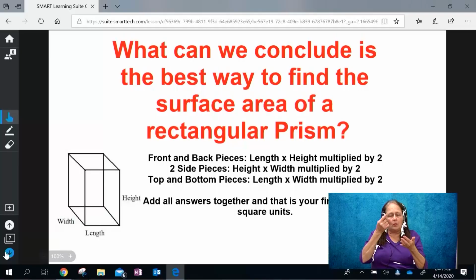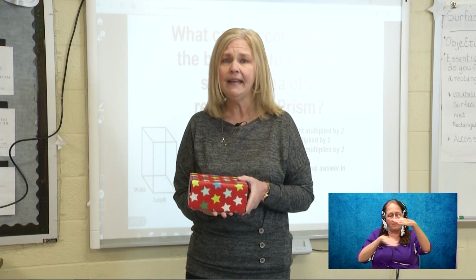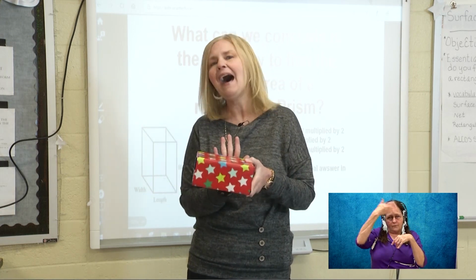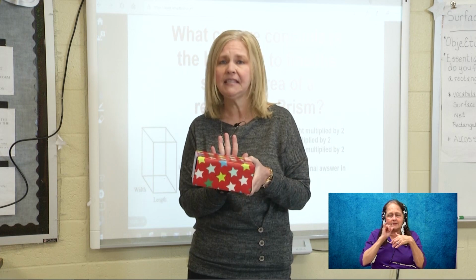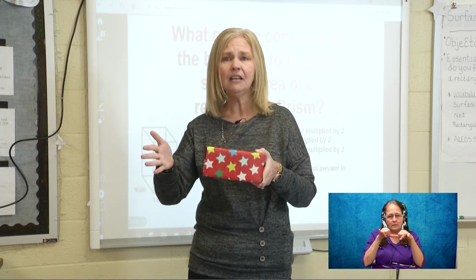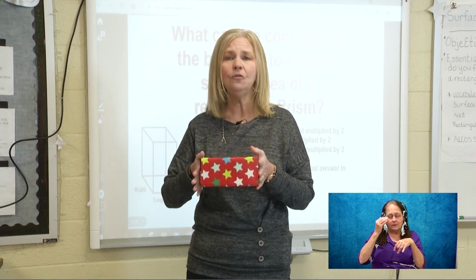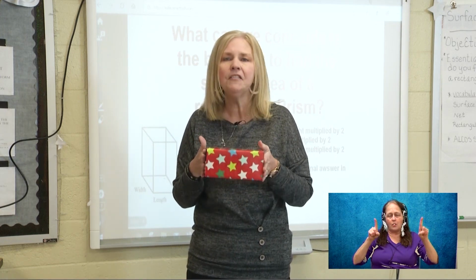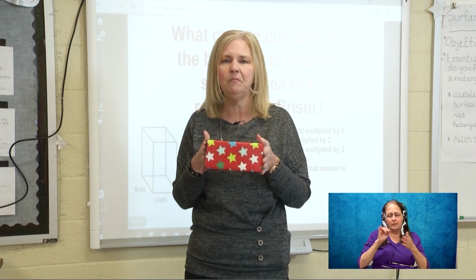So, what can we conclude is the best way to find the surface area of a rectangular prism? Okay, first of all, we know the top and the bottom are the same measurements, correct? And then we know the front and the back are the same. So they would be the same measurements. And we also know side 1 and side 2. This could be side 1 and side 2. It really makes no difference. They are the same, so they're going to be the same measurement.